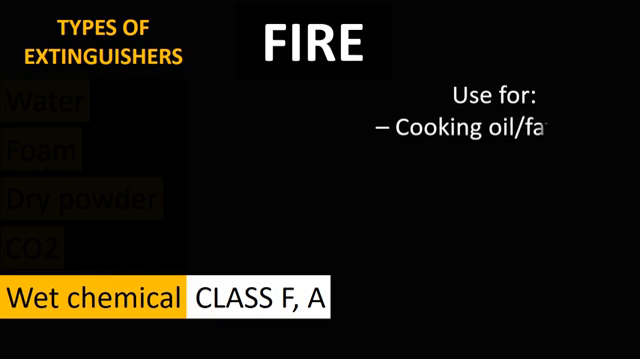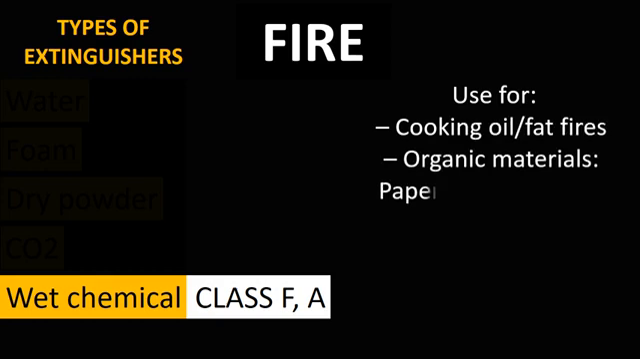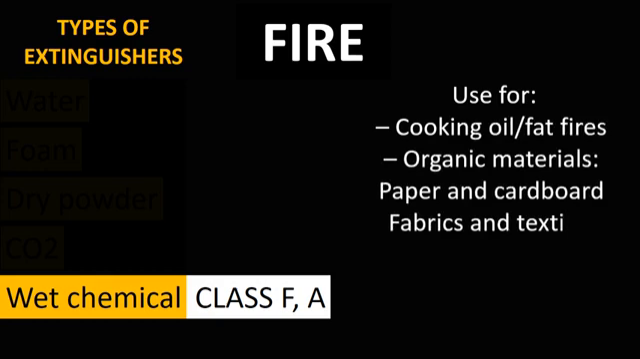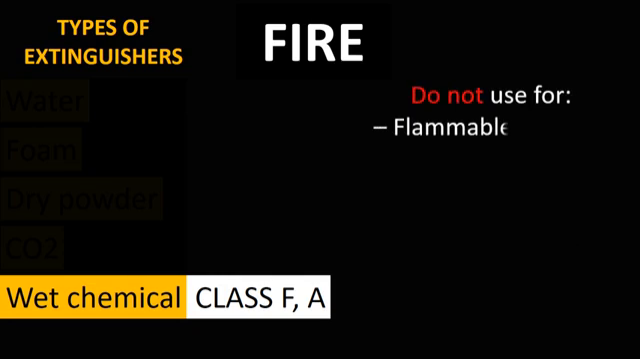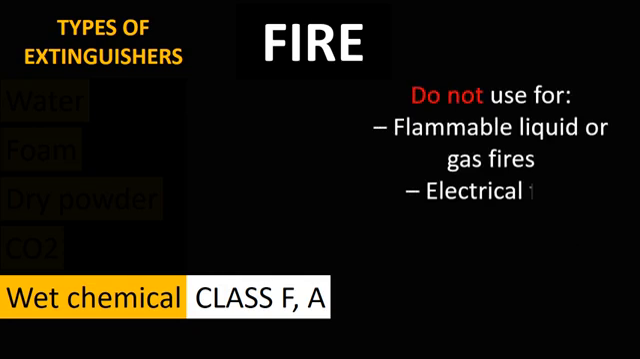These are used for cooking oil or fat fires. These are also used on organic materials such as paper and cardboard, fabrics and textiles, wood and coal. Do not use wet chemical fire extinguishers for flammable liquids or gas fires, for electrical fires, and for flammable metals.